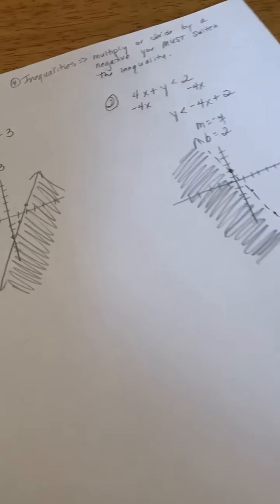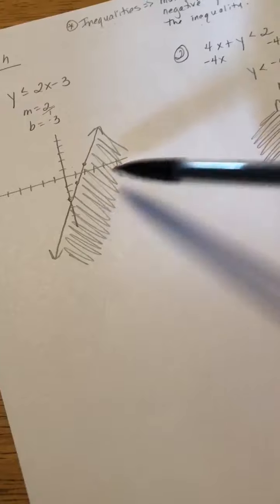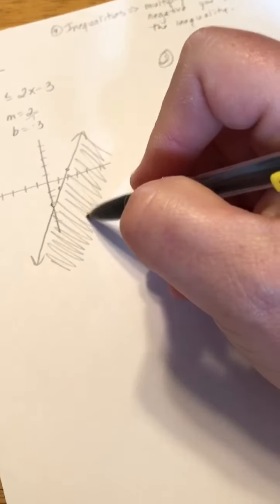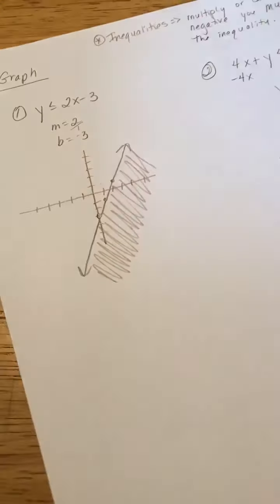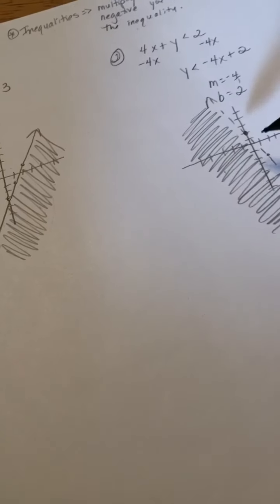All right, so now that we have 2 examples, let's talk about the reason for the shading and the reason for dotted or solid. The shaded area, and this is a good test question, so I'm just letting you know, means that any ordered pair in this shaded region will make this inequality true. So same thing here. I can pick any ordered pair in the shaded region, and it'll make that inequality true.